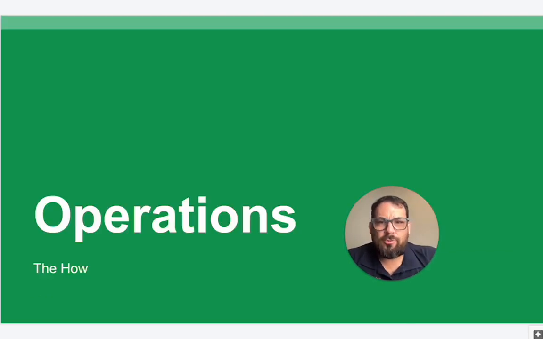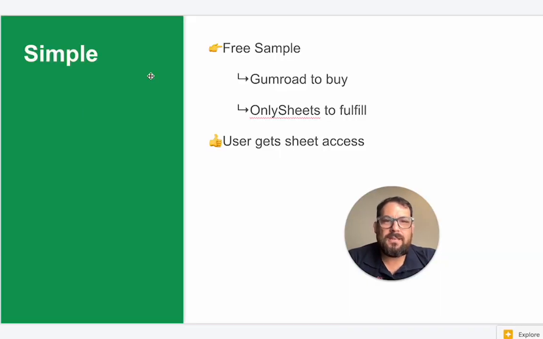All right, how do you sell a sheet? How do you start a spreadsheet and you want to sell it? Okay, I've given you some ideas, but now we're going to get into how I do it. The simple way to explain this is I give a free sample, then I have a link to Gumroad, buy this, and then I use Only Sheets myself to fulfill access to a sheet that somebody wants.